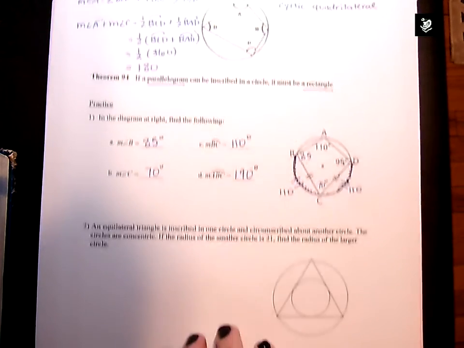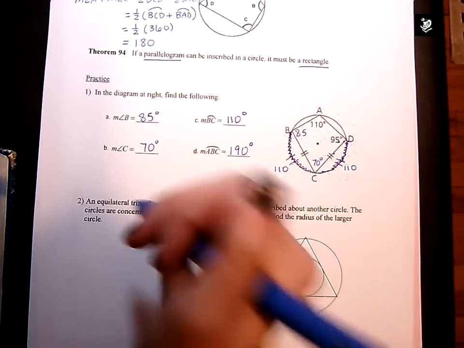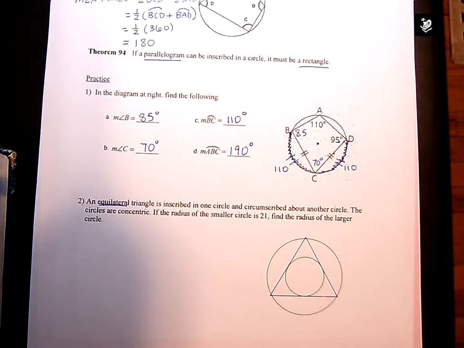Now see if you can answer the final practice question. An equilateral triangle, and the equilateral is important, is inscribed in one circle and circumscribed about another circle. The circles are concentric. Remember, concentric circles means that they share the same center. If the radius of the smaller circle is 21, find the radius of the larger circle.